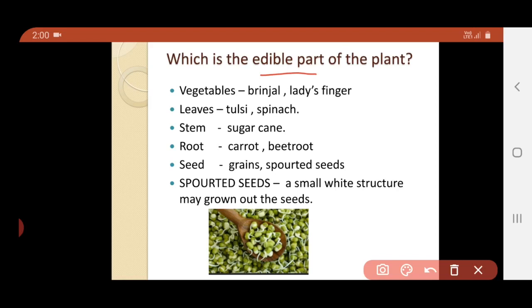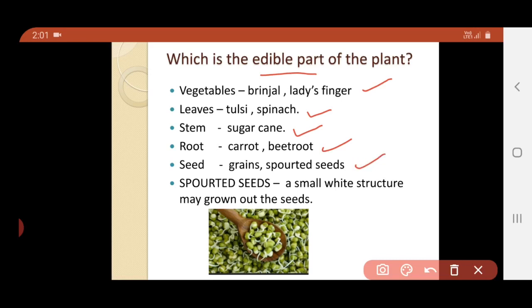In some plants we have vegetables as the edible part. Examples are brinjal and lady's finger. In some plants we have leaves, tulsi and spinach. In some plants we have the stem as the edible part. Have you guessed it? Right, it is sweet sugar cane. In some plants we have the root as the edible part. Root? Yes. Carrot and beetroot are found only in the root system. So it is a root. We have the root as an edible part. Seeds. Some grains and sprouted seeds are the edible parts.